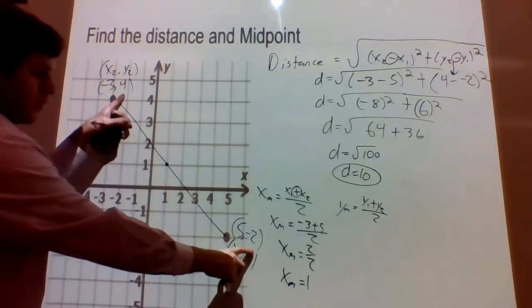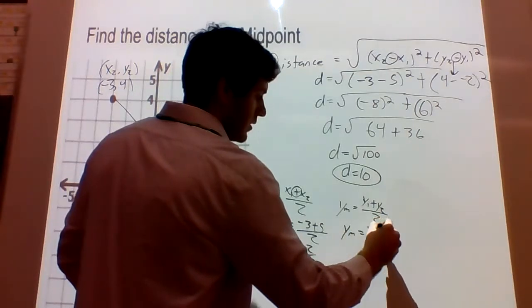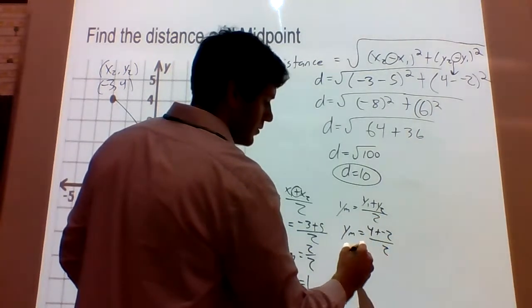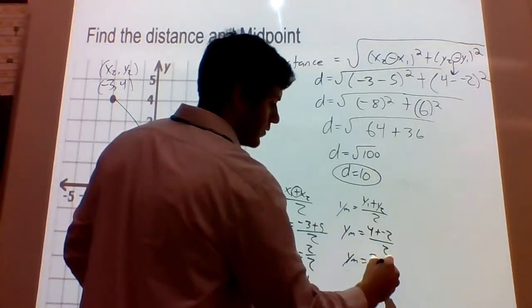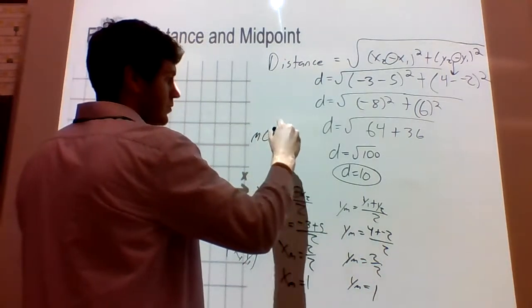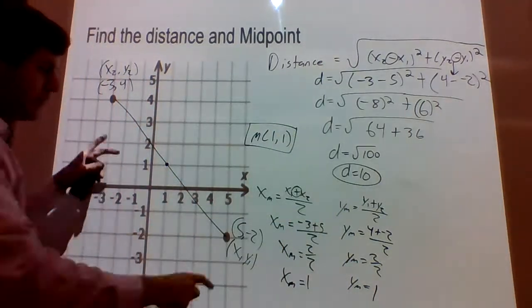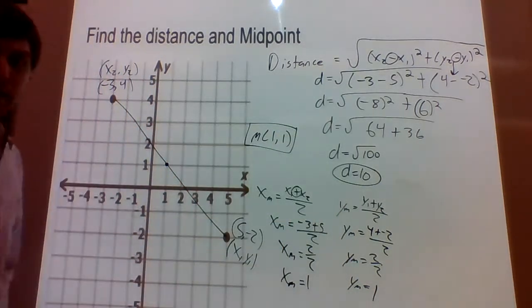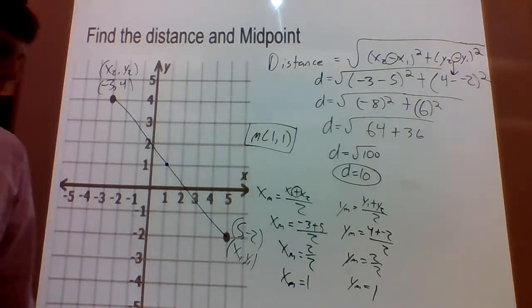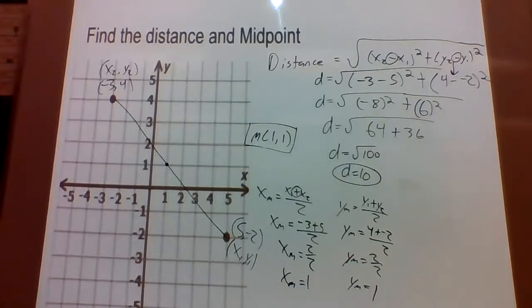The y values are 4 and -2, so we have 4 plus -2 divided by 2, which gives us 2 over 2, which is 1. So our midpoint is, as we said, 1, 1. So you can use the formulas if you want. If you can just find the middle, looking at it and adding in your head, then that's fine too. Midpoint is 1, 1. Distance is 10.